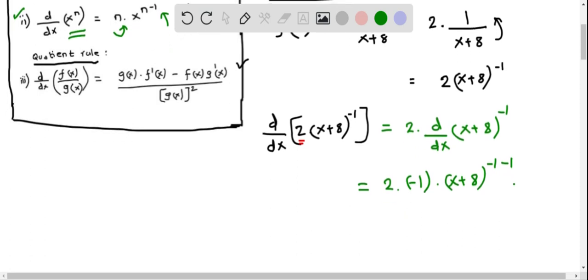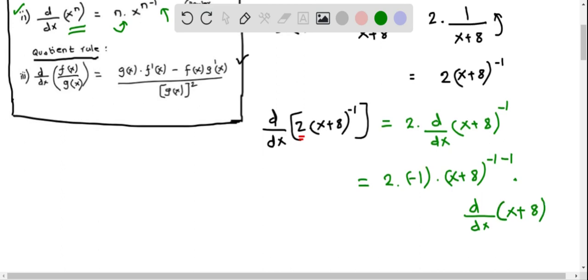It's not just an x in the form of x to the power n. So you have to apply the chain rule as well. So I put a dot over here, that is, I'm multiplying with the derivative of x plus 8. This is according to the chain rule. So we have to put this over here.